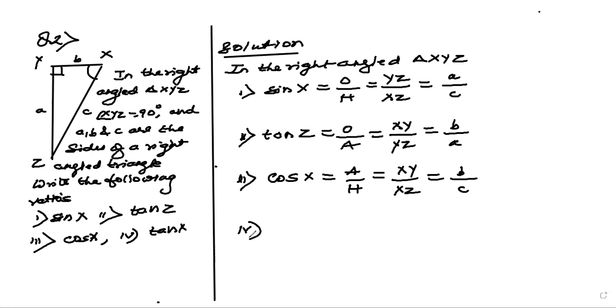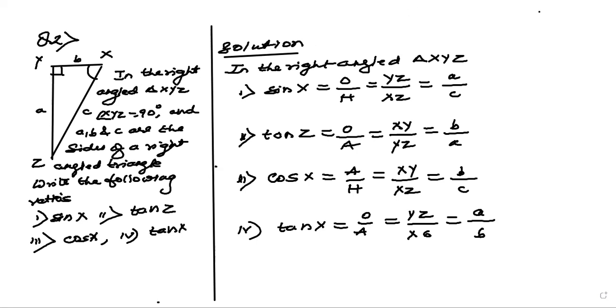The fourth ratio, they want tan of X. Tan is OA. Sine, cos, tan, OA. Now the opposite side of X is YZ. The adjacent side of X is XY. So naturally, children, how much do you get? YZ is A and XY is B. So it should be A upon B. So this is the answer of all the four parts.